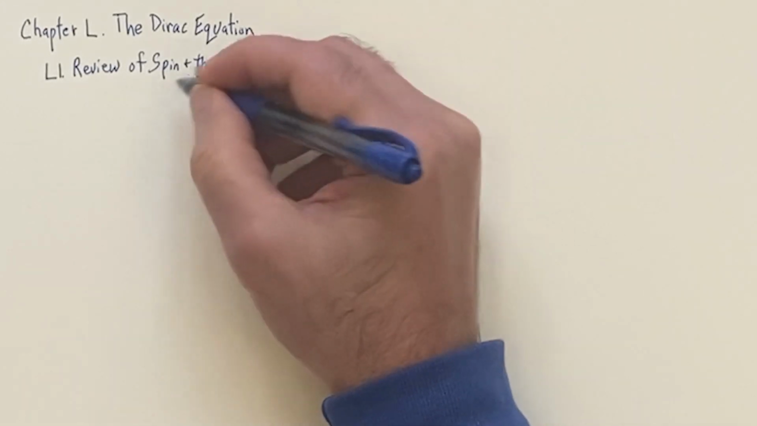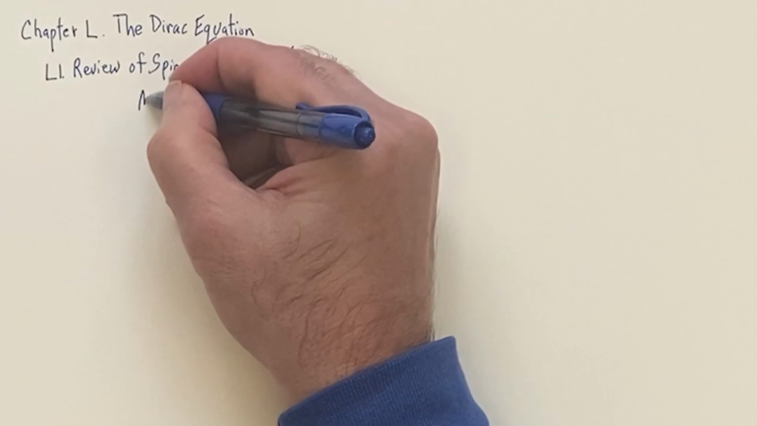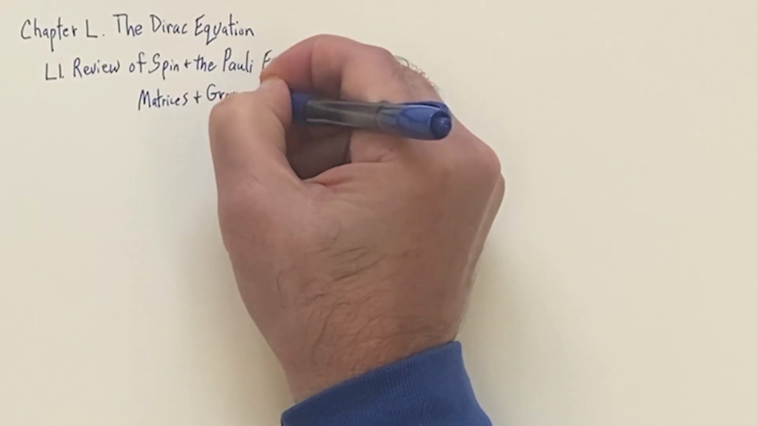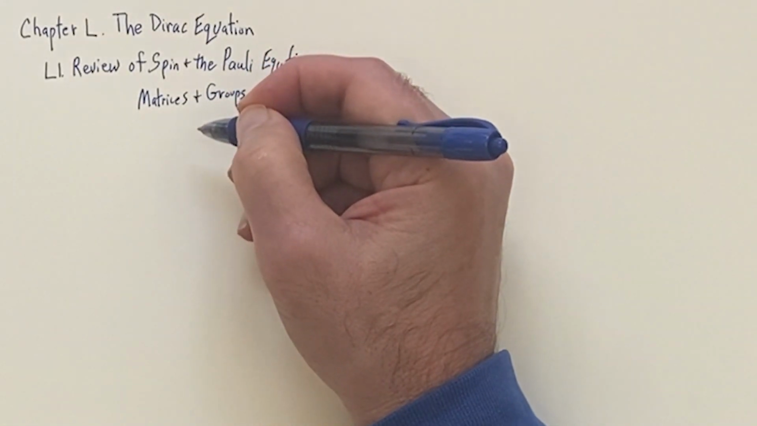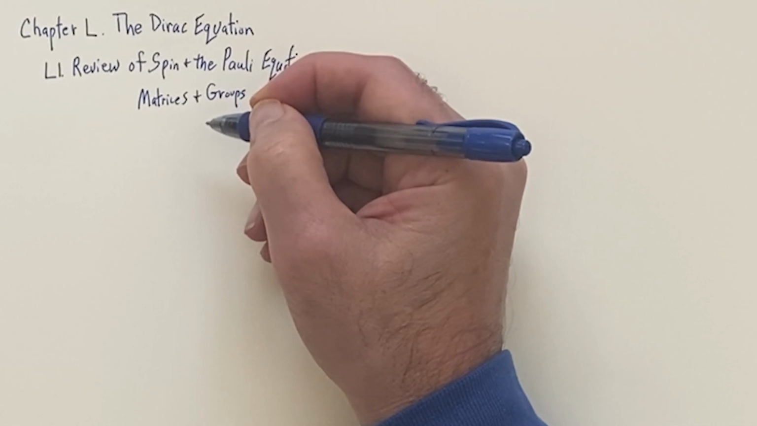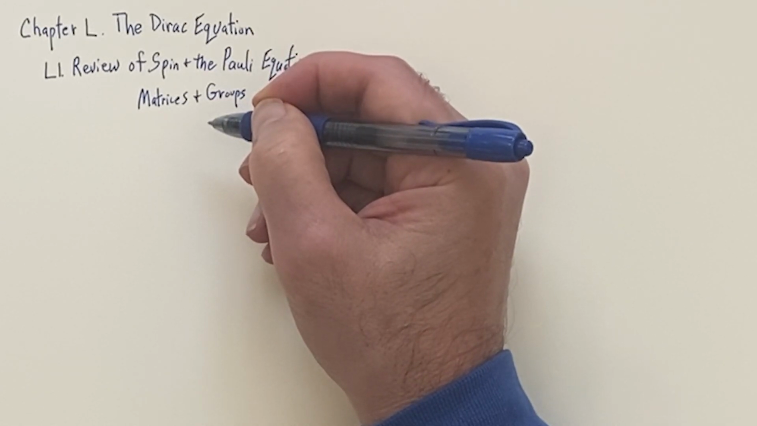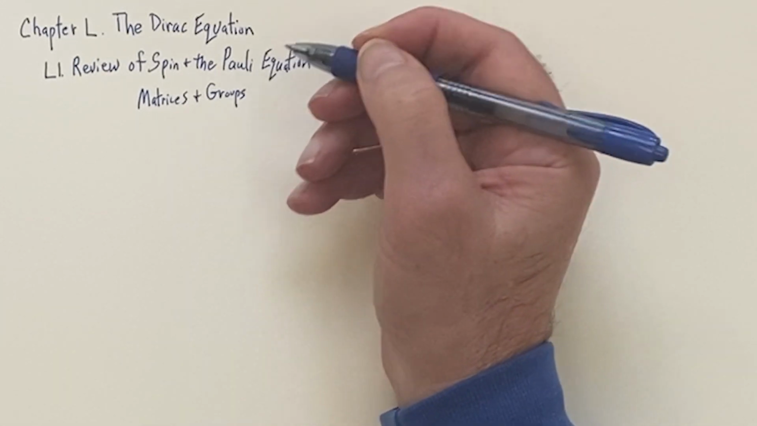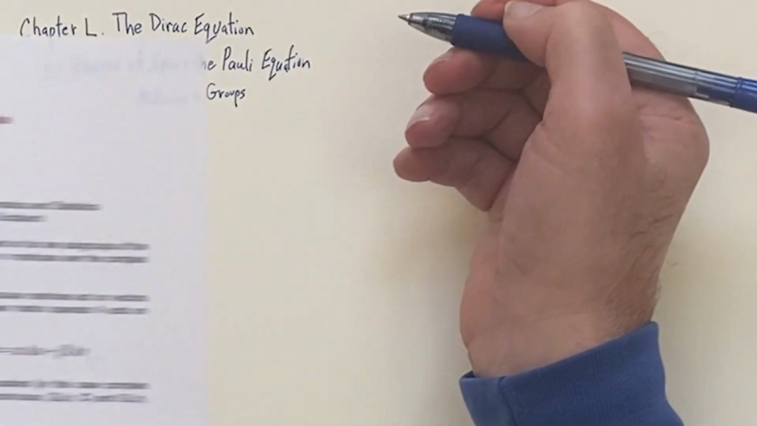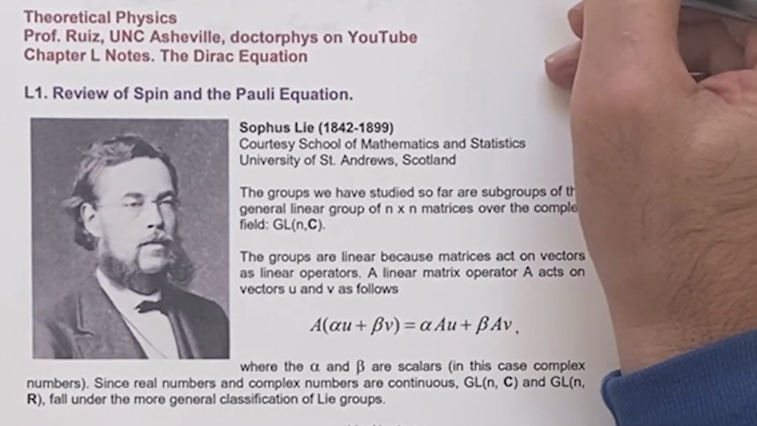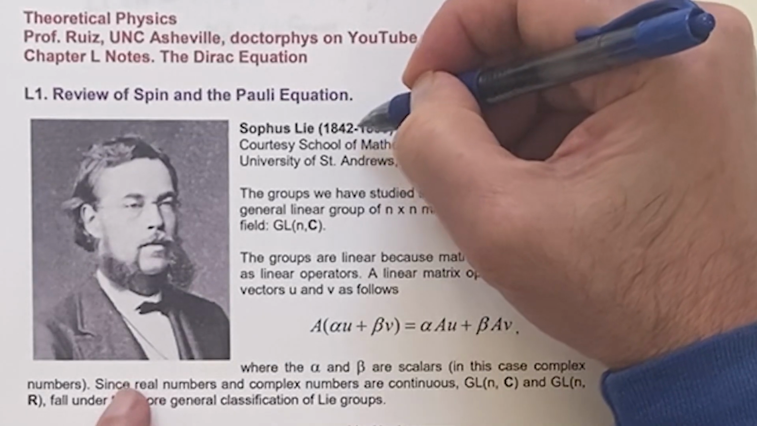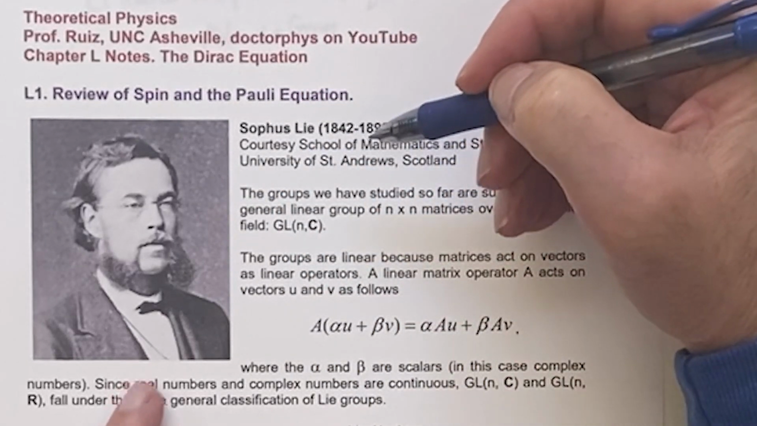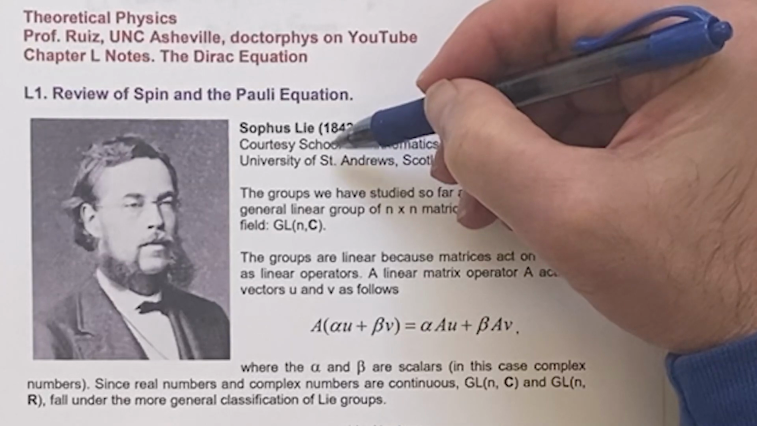When we looked at spin, we worked within the framework of matrices and groups. It never ceases to fascinate me that mathematicians develop beautiful architecture in mathematics often before physicists use these things. And here is Sophus Lie, 1842 to 1899. And he worked with groups and Lie groups. And let's look at these a little bit because we're within his family.